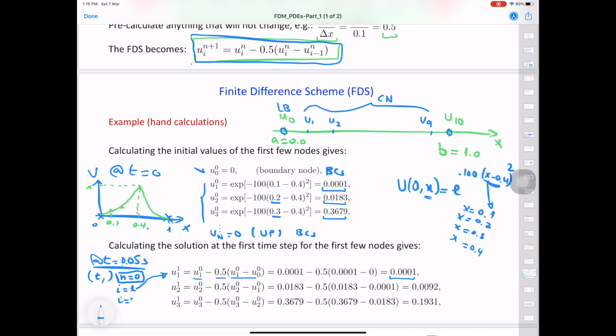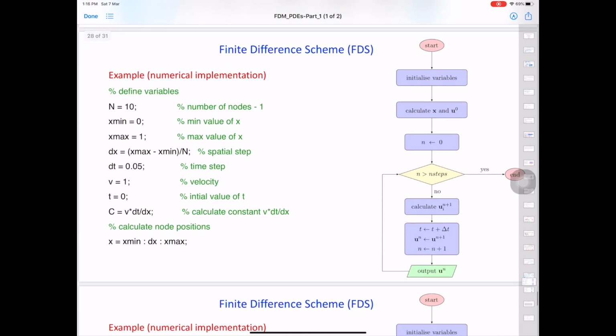Then for i is equal to 2, you do the same calculations, you find 0.0092. Then for i is equal to 3, you do the same calculation using the finite difference scheme, then you find 0.1931. Good? Now, of course, it becomes very tedious if you want to do it by hand for all the nodes and all times. Okay? So for this, we have to use computer code to simplify the calculations.